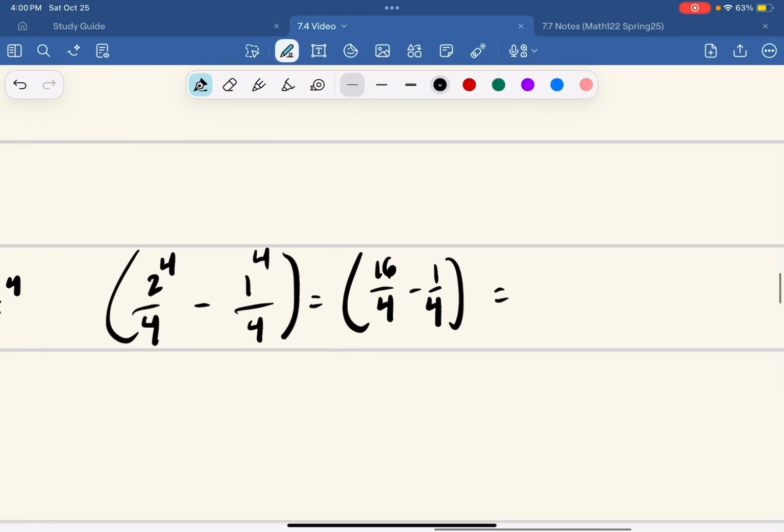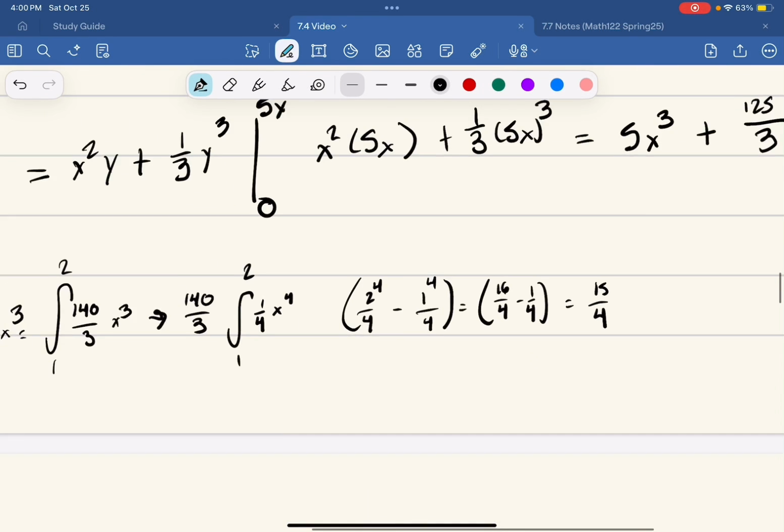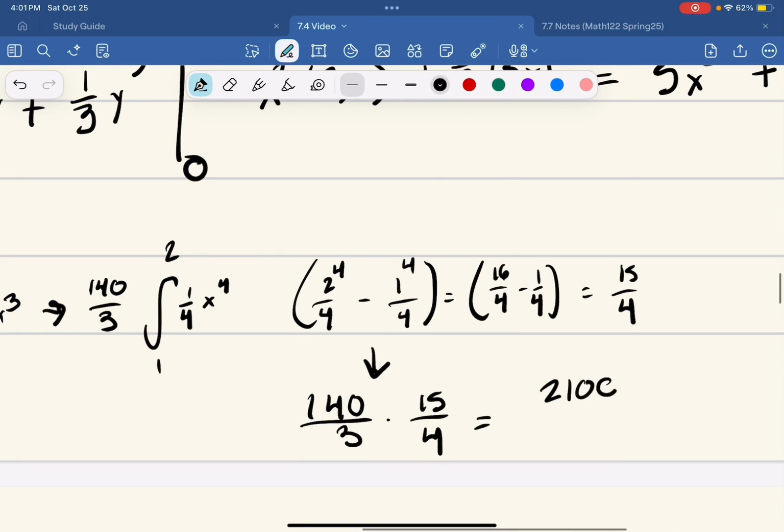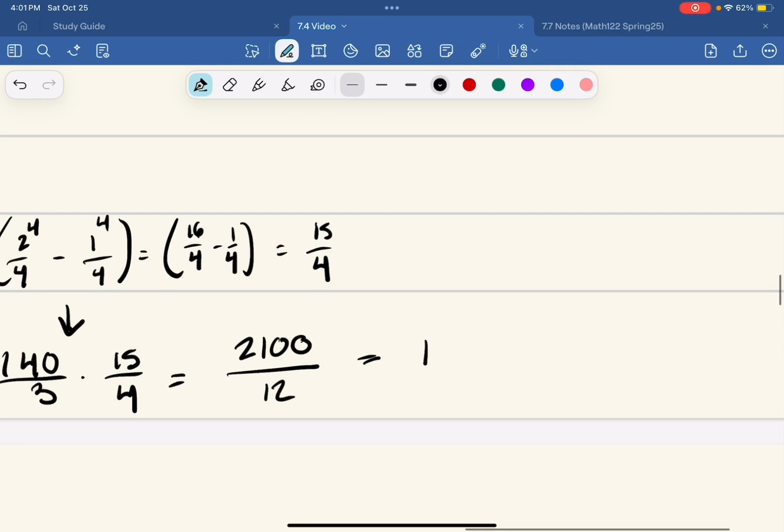We get 15 over 4. And so now we don't have any more x's. We can just multiply 140 over 3. There we go. We have 140 times 15, which is 2,100 divided by 12. And that equals 175.